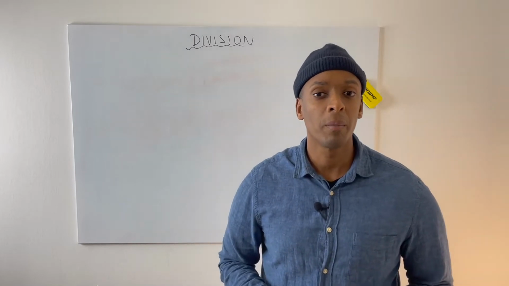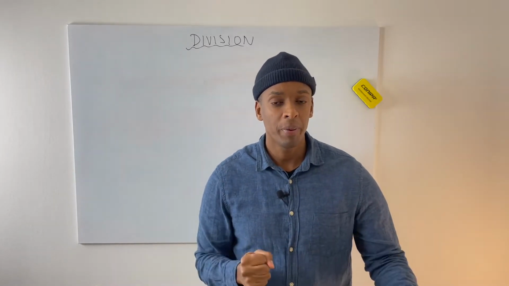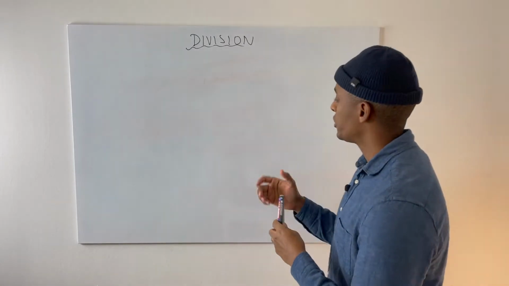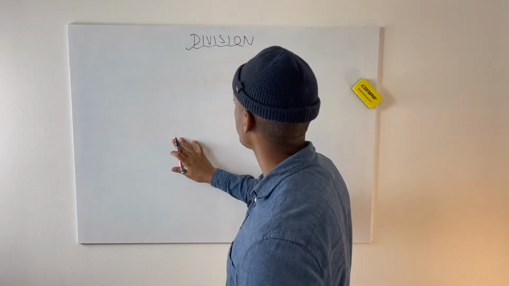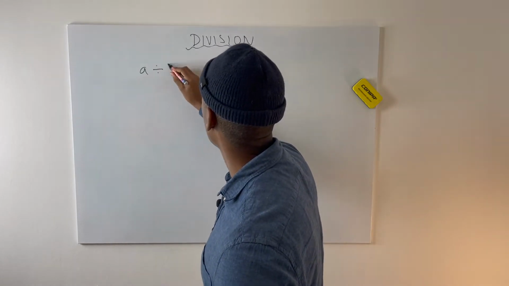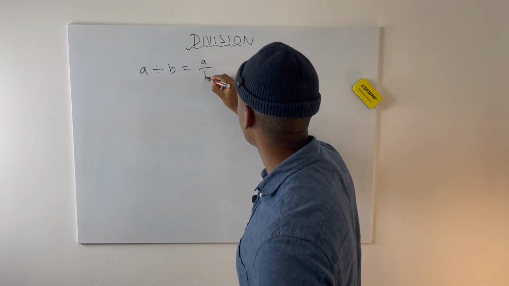Today we're going to talk about division. So please grab your notepad and your pen and let's do this. Basically, when we do division, there are two different ways of writing it. One way is like this, A divided by B, or we write it as A over B.